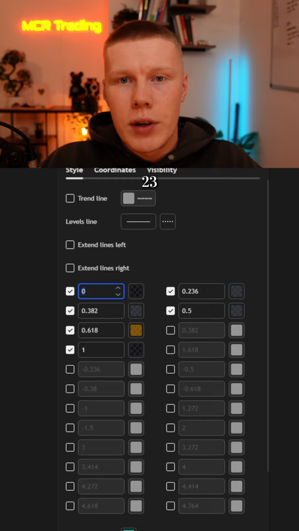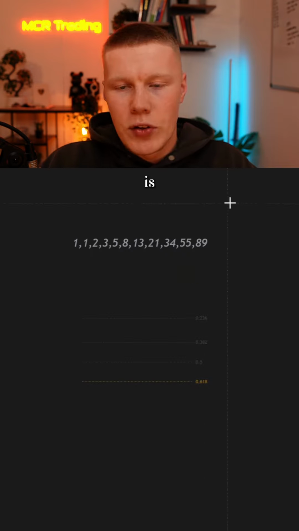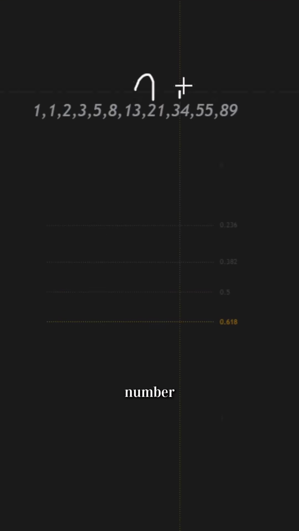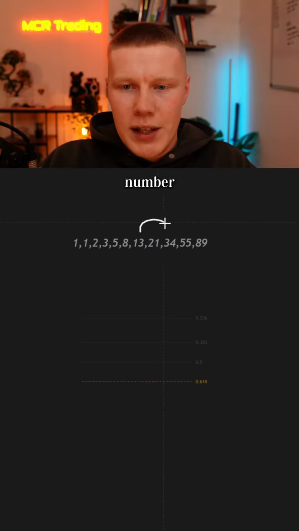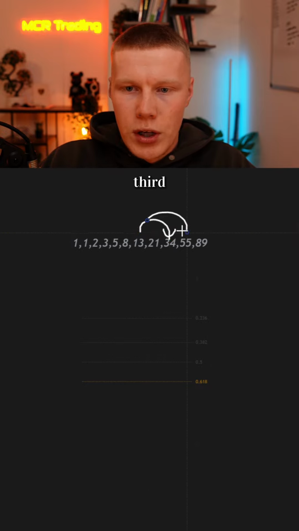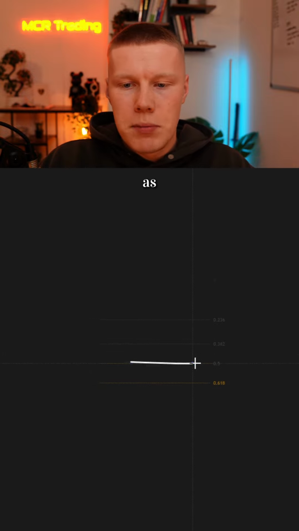Now, I use the 23, the 38, the 50, and the 61 fib. Now, why do I use those levels? It is all because of the Fibonacci sequence. If you divide any number by the following number, you get 0.618. The further you go along the sequence, the more accurate it will be. Then if you divide any number by the second following number, that'll get you 0.382, and then the third number, that'll get you 0.236. And I use the 50 fib as a mean reversion.